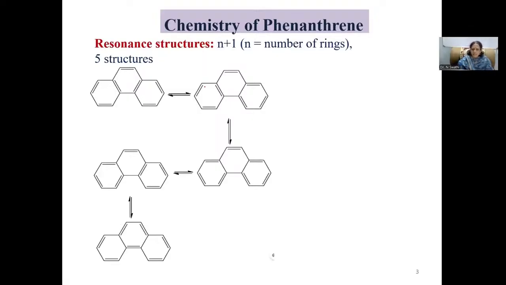Now, these are the 5 resonance structures of phenanthrene. Let me explain how we can draw them. Let us first talk about the first resonance structure. To make the first resonance structure, first give the carbon skeleton of 3 rings, the fusion of the 3 rings. I will give you one particular notation for how you can draw or learn the phenanthrene structure.